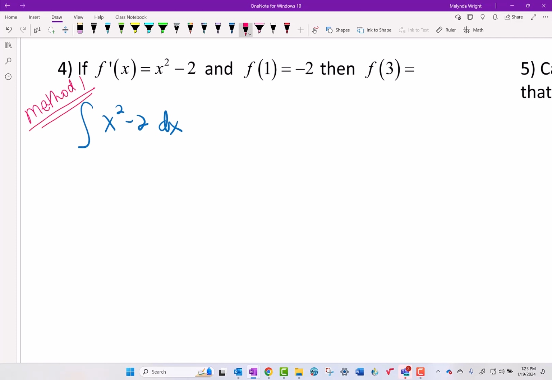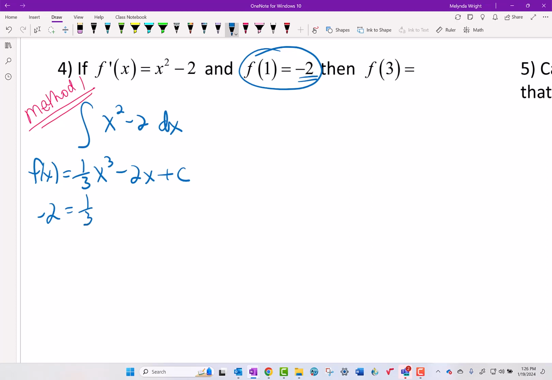And it doesn't matter to me which way you do this. Okay, so method 1, we're going to do the antiderivative. The antiderivative of x squared is 1/3 x cubed. The antiderivative of negative 2 is negative 2x plus c. And that would be f of x equals, right? So to find c, we've done this before. We would take this and sub it in. So this is my y value: negative 2 equals 1/3 times my x value, 1, cubed, minus 2 times 1 plus c. And now I do arithmetic to find c.